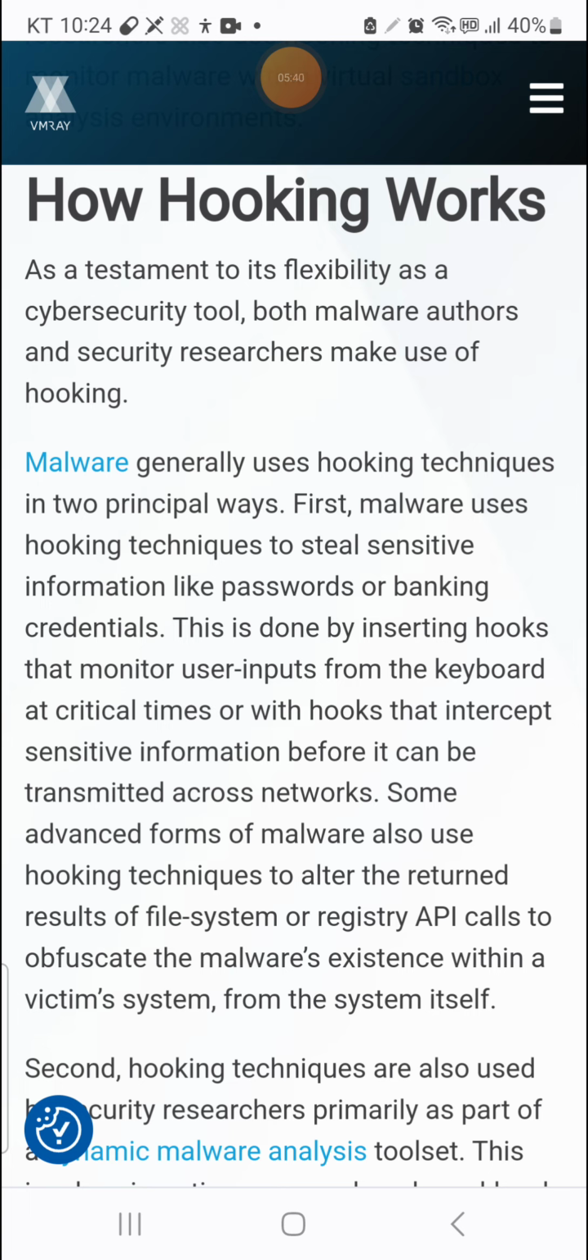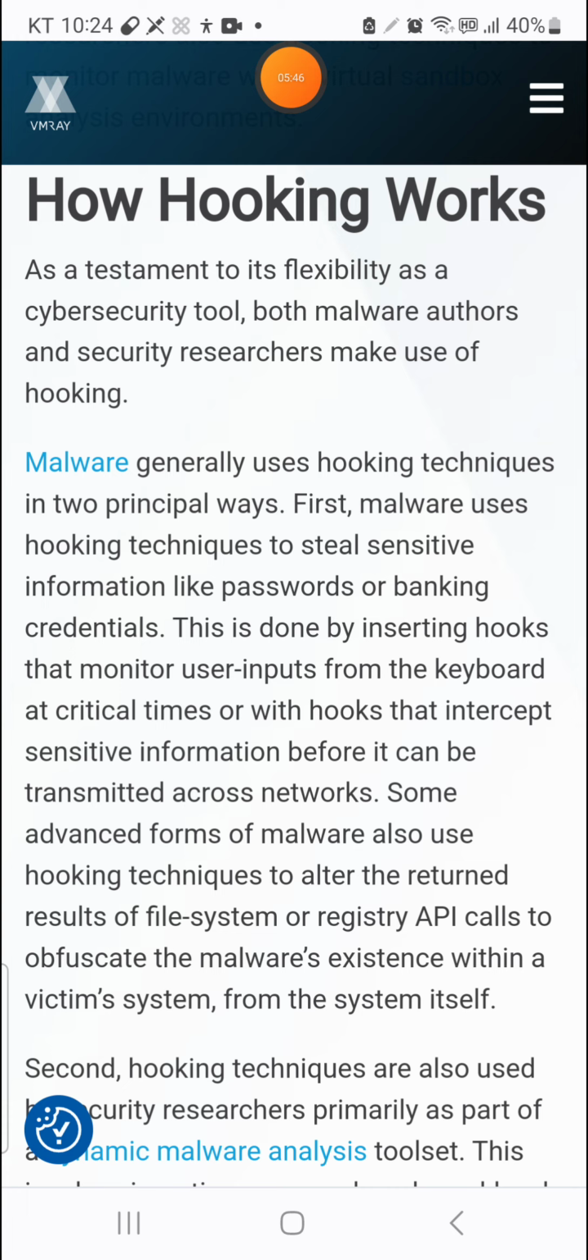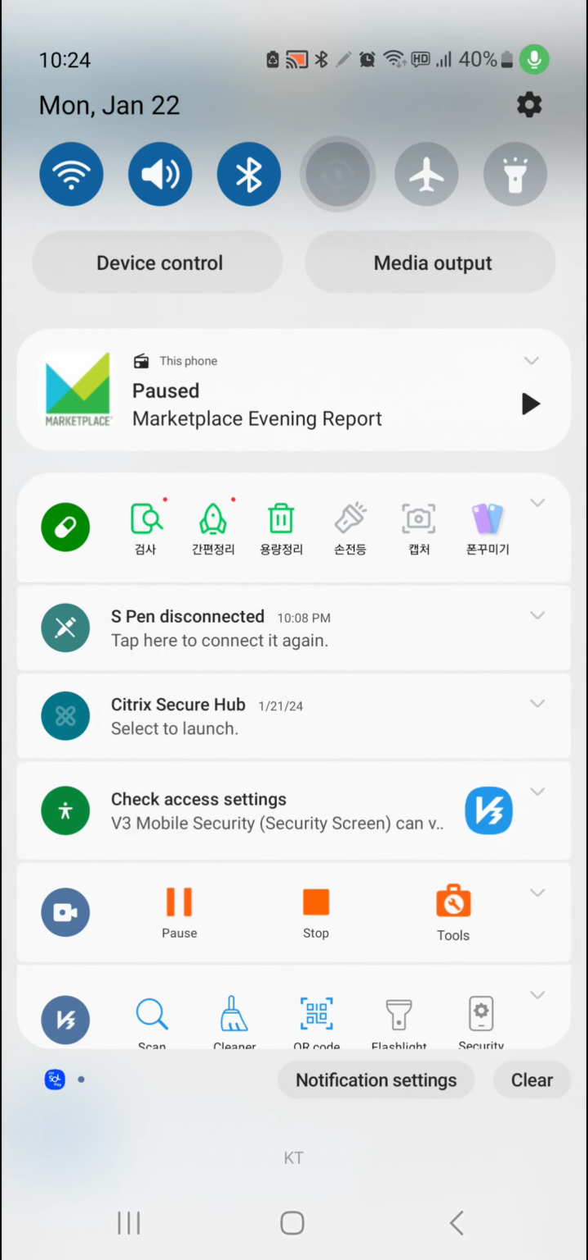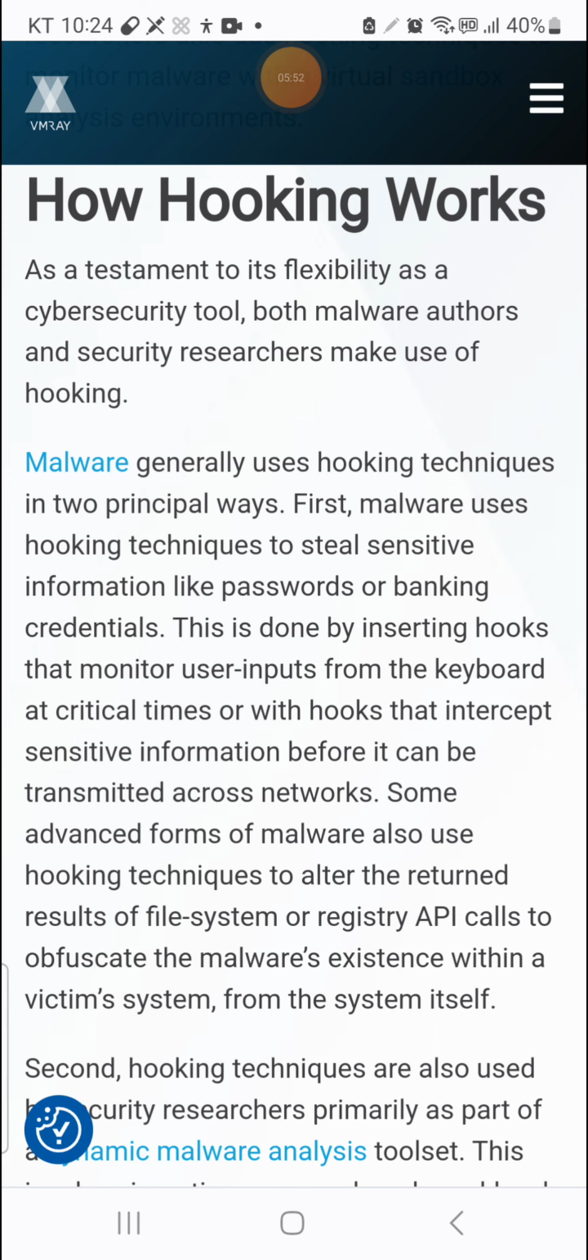Some advanced forms of malware also use hooking techniques, right? I feel sleepy, man.